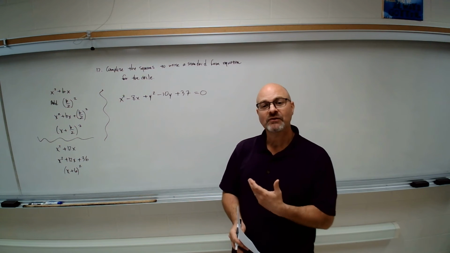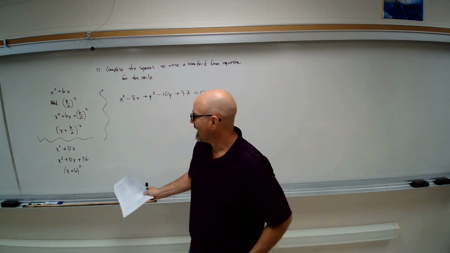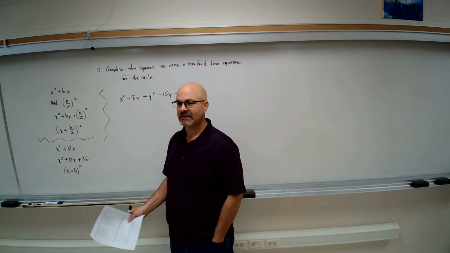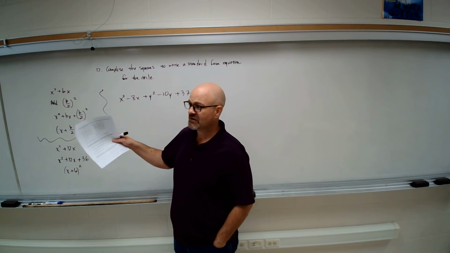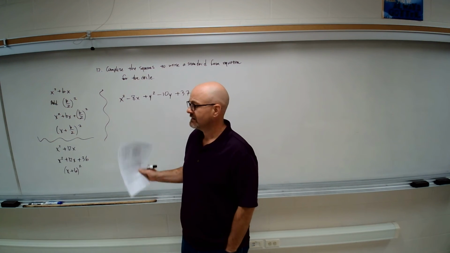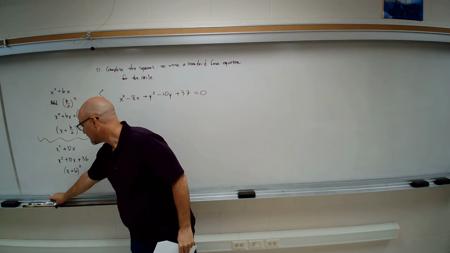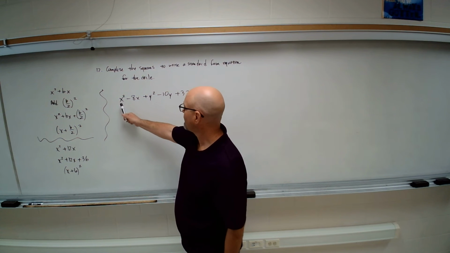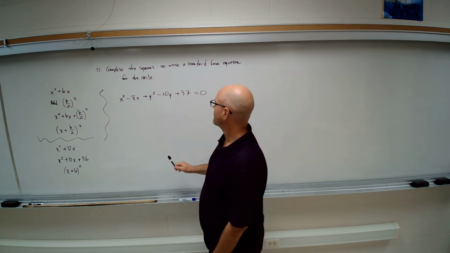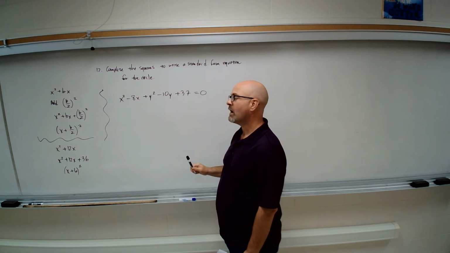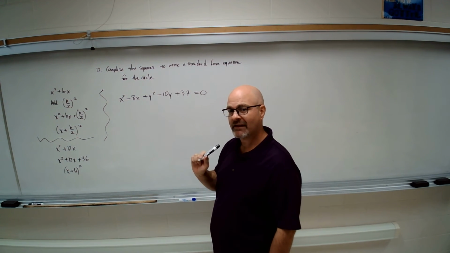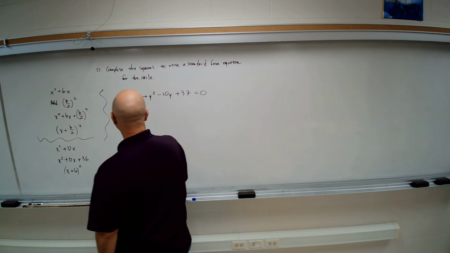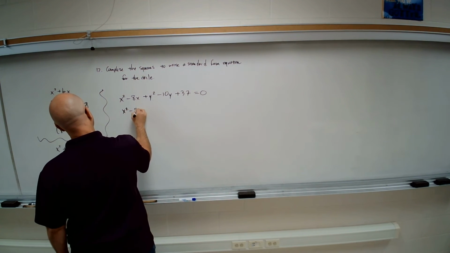So we're going to have to do that here. Now, you can't just add 36 to an equation and have it stay the same equation. So we're going to want to add a number to the left side and to the right side to get this to work. So we see we have an x squared minus 8x. We see we have a y squared minus 10y. This plus 37, I'm going to recommend that we just subtract 37 from both sides right now. Just get it moved out of here.